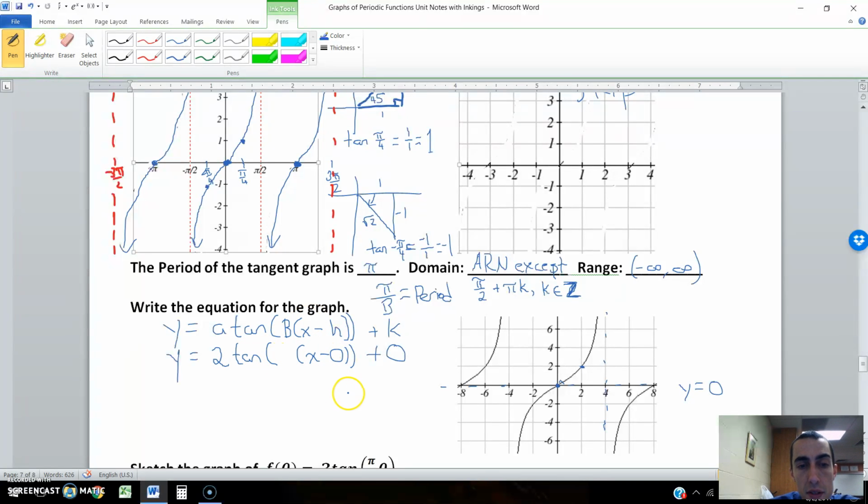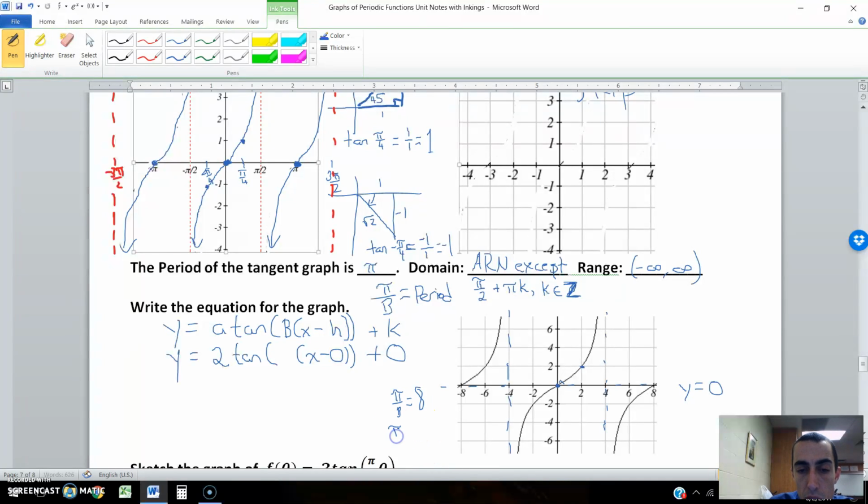Next up, this b, which helps us get our period. Notice how in a typical graph, we said the period is the distance between these two asymptotes, which would be pi units. This one, our distance between our two asymptotes, is 8 units, from -4 to 4. So the period is 8 units. So when I ask myself, pi over b needs to equal 8 units. So what does b need to equal?